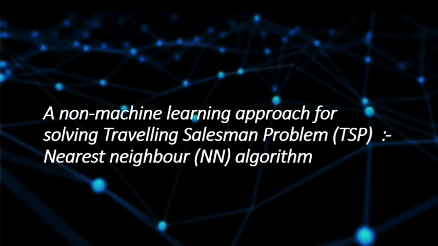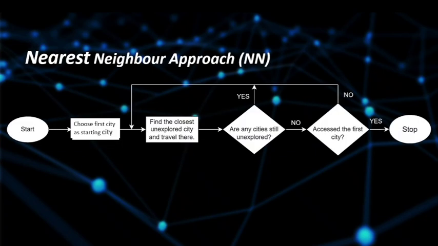Moving on to a non-machine learning approach for solving the traveling salesman problem, which is the nearest neighbor algorithm. This is the flow of the nearest neighbor algorithm. The algorithm starts. It then chooses the first city as the starting city. Next, it finds the closest unexplored city and travels there. It would then check if there are any cities that are unexplored. If yes, then it would go back and again look for the closest unexplored city and travel there.